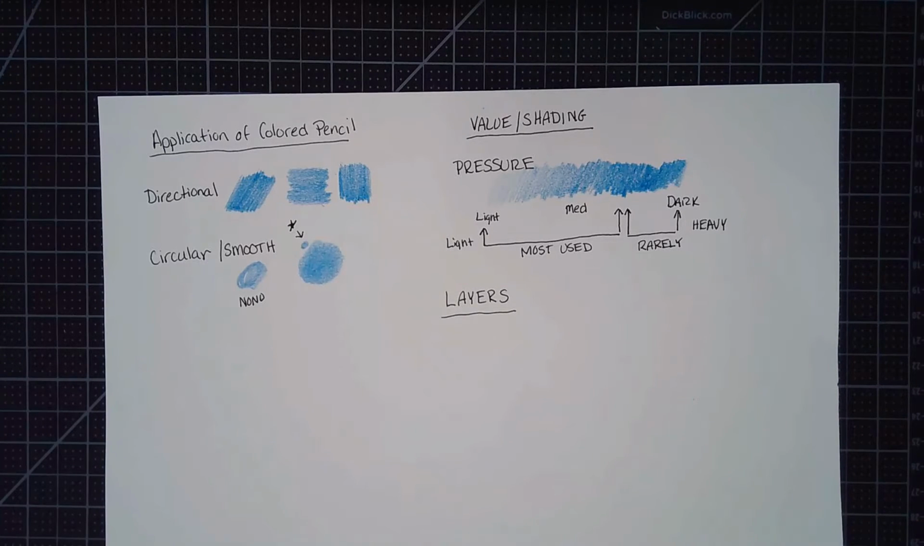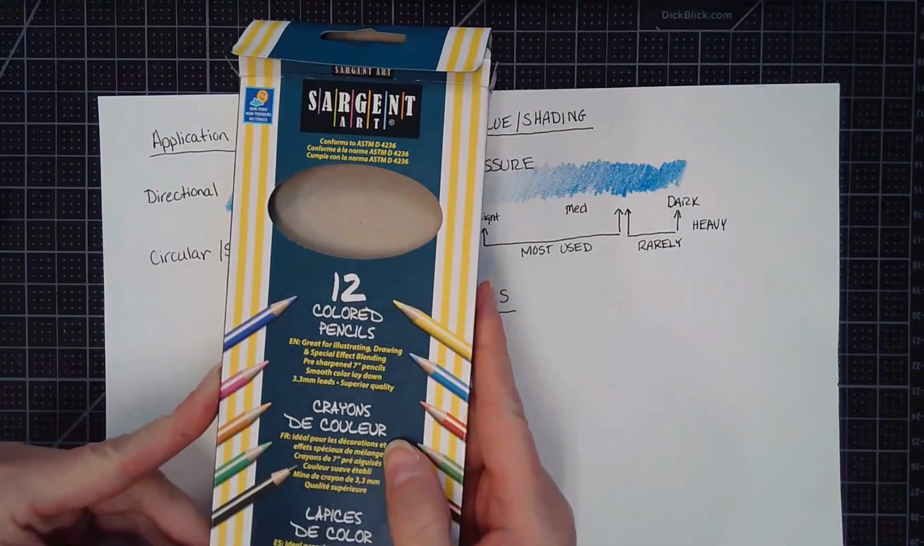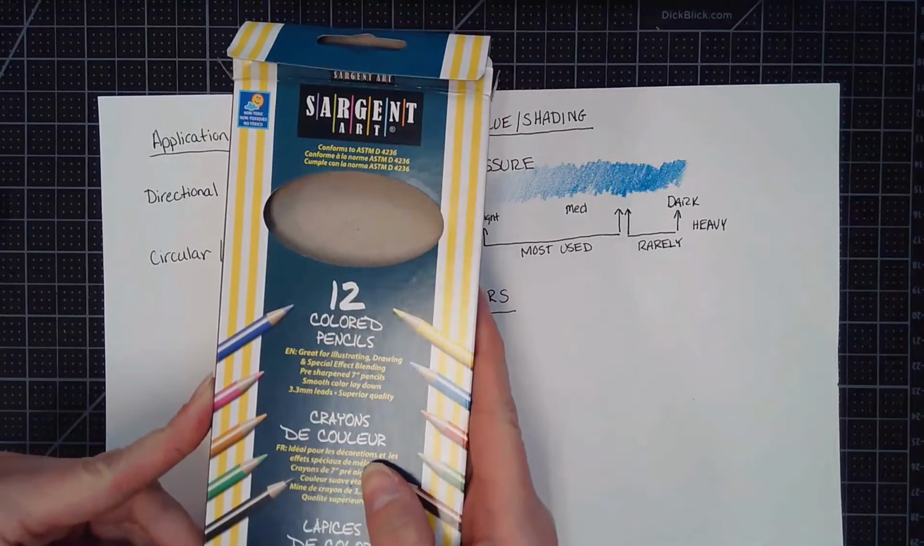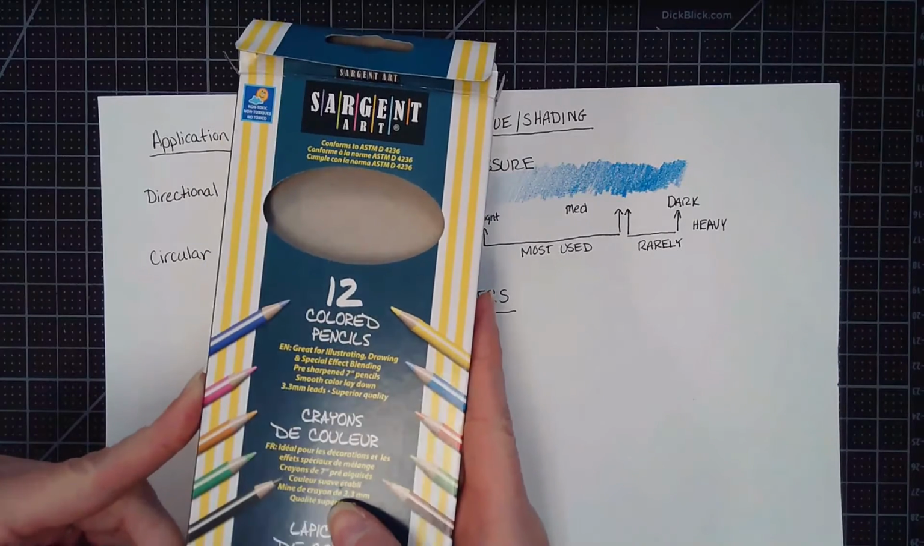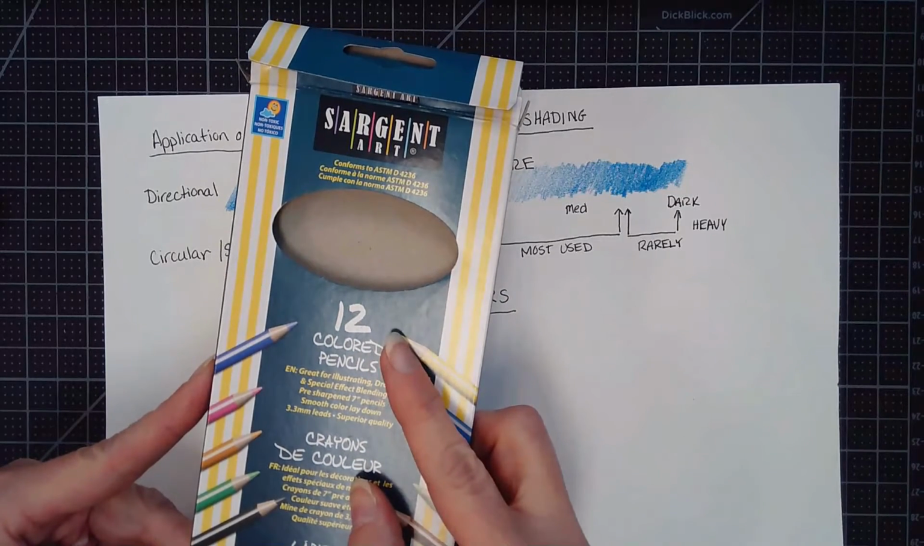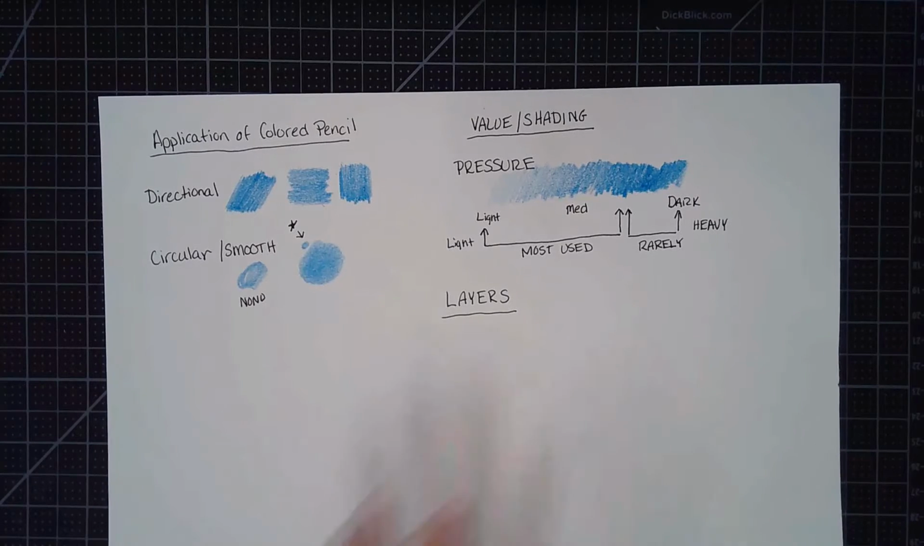So for my project, I am using a 12 count pack of Sargent Art colored pencils. You may have a set of Crayola or another brand name, and usually when you look at them in the store, you're going to find the 12 color set. Now you could have a larger set, which means you have a wider range of colors. But no matter what the size of your colored pencil pack, layers are how we want to apply colored pencil to, as I said, not only create value, but different colors.